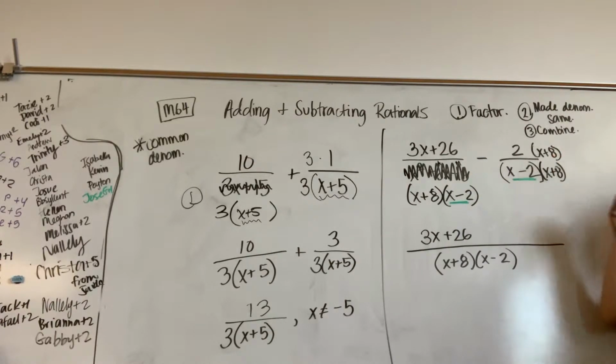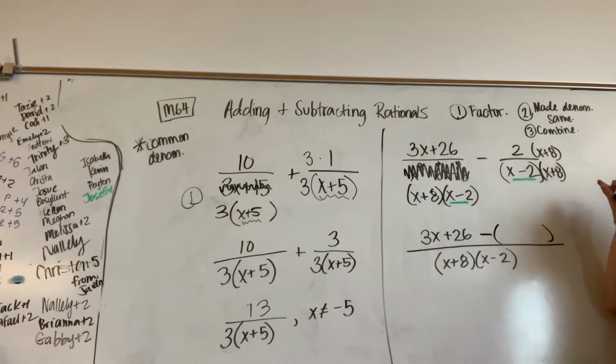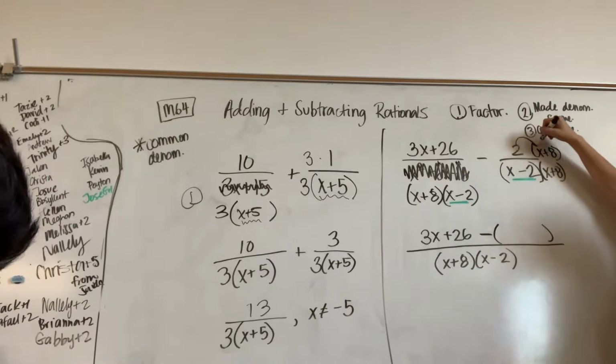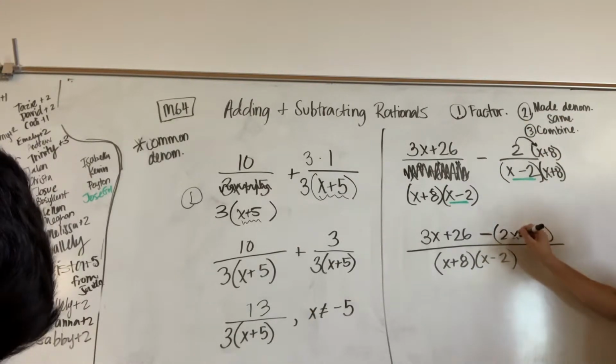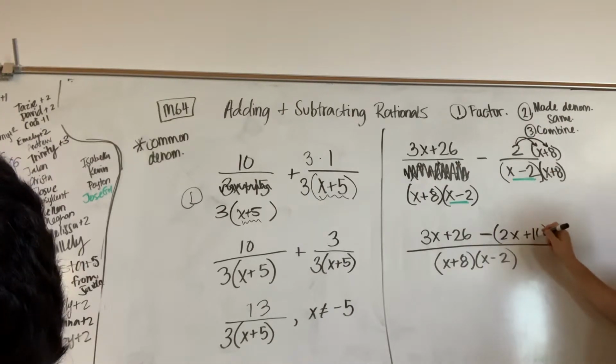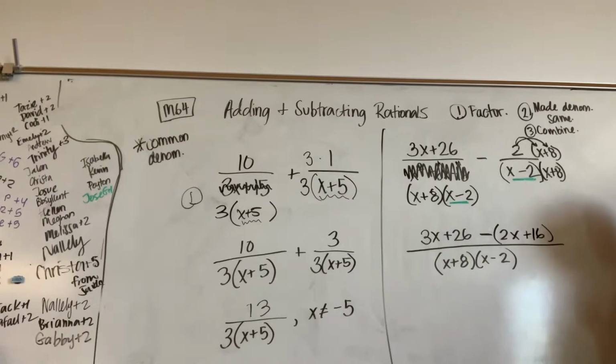Why didn't you just distribute the 2? Well, I can do that. I'm going to leave the negative here though, because the negative applies to everything. Okay. So this would be negative 2 times x, negative 2x, and then negative 2 times 8 would be minus 16. You don't even have to distribute. You don't have to simplify that even more.